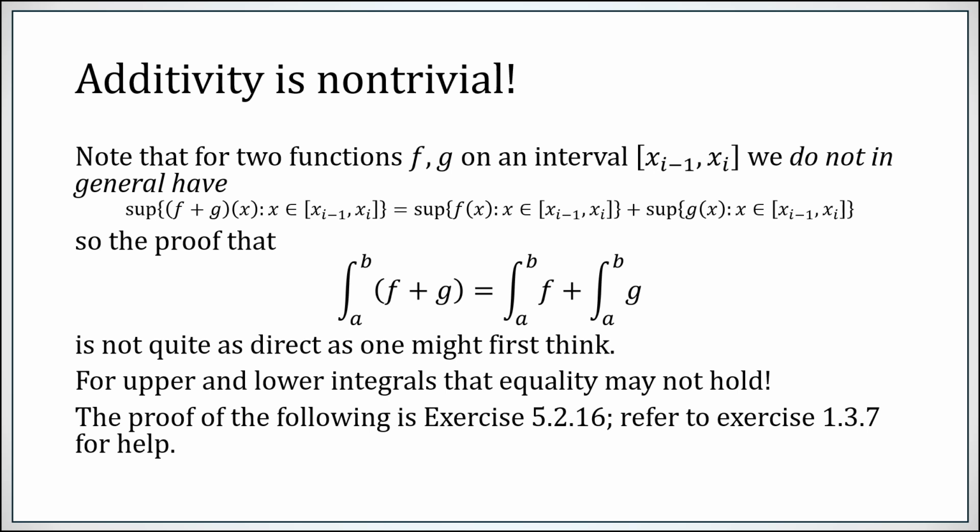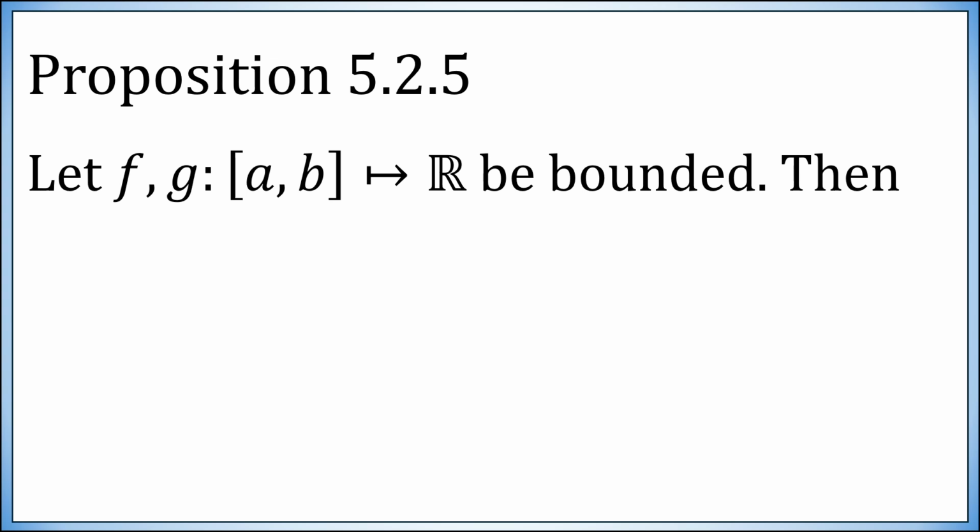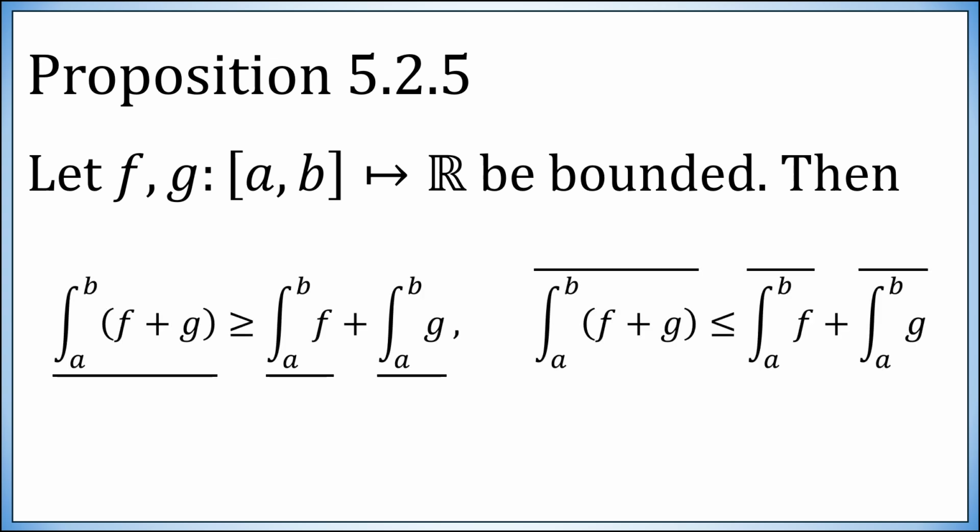Proposition 5.2.5: let f and g both be bounded functions. Then we get some inequalities with upper and lower integrals. The lower integral of f plus g is always bigger than or equal to the lower integral of f plus the lower integral of g, and the upper integral of f plus g is less than or equal to the upper integral of f plus the upper integral of g. Again, the proof of this proposition is left as an exercise.